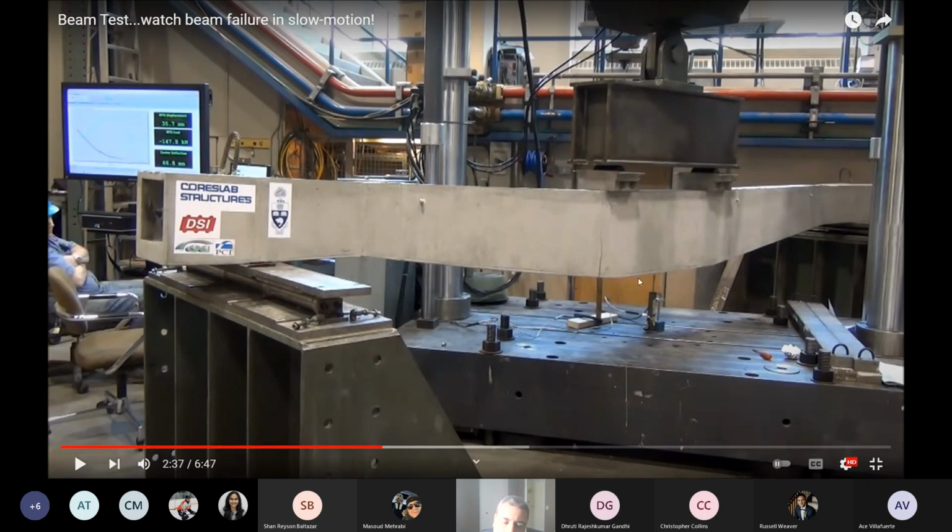Okay, so I stopped here to show you. Do you see this crack? Can I get some confirmation, please? Do you see this crack at the bottom of the beam where you have tension stresses? Yes. Okay, let's move on and see the rest of the video.